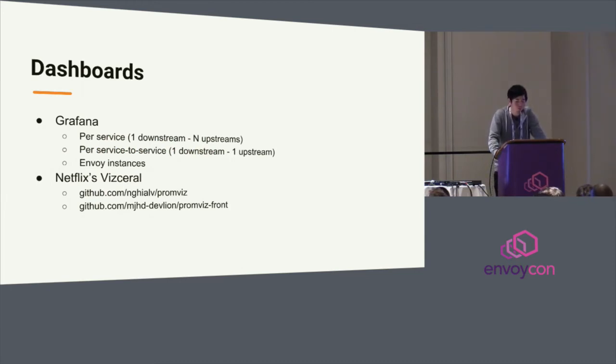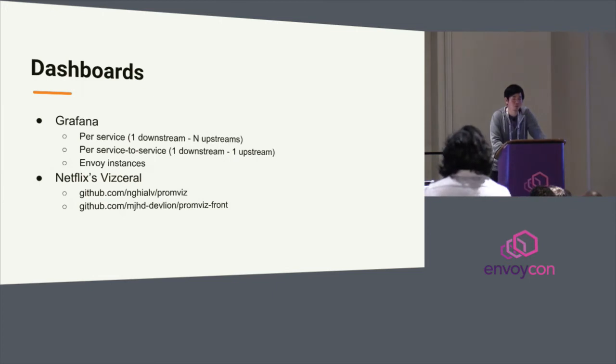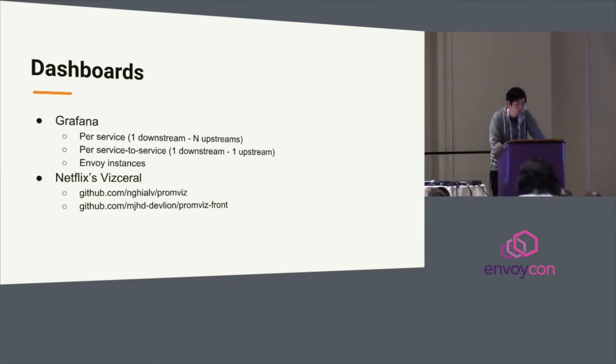We have two different dashboards for product developers, per service and per service to service dashboard. The dashboards are generated using Grafana's template feature. And we have one dedicated dashboard to monitor our Envoy instances. And we have a visitor dashboard to quickly look at our network topology and service status. And we are using Prometheus and Prometheus front.